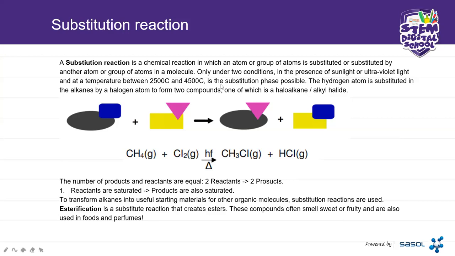Okay, so the hydrogen atom is substituted in the alkanes by a halogen atom to form 2 compounds, one of which is a haloalkane and the other one is an alkyl halide. Okay, so there we have it. This is going to be your molecule, your first one and your second one. So what are we going to have from there? This one will substitute the first one, which gives you this, and this second one will be substituted with this one. So you see they kind of like swapped some molecules.